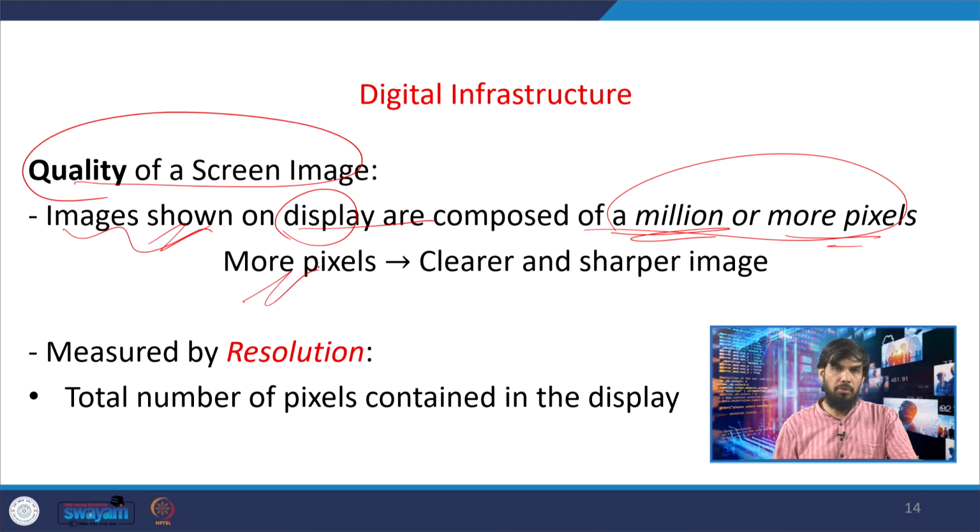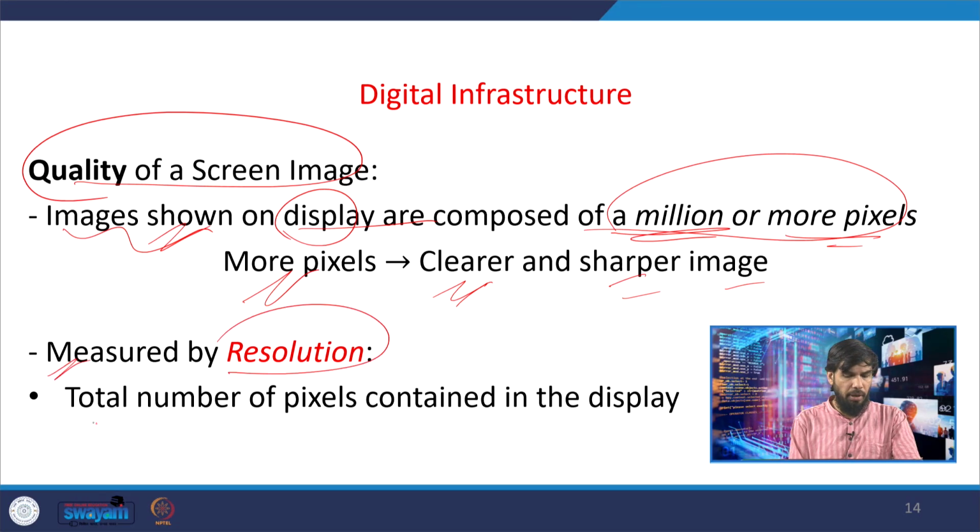More pixels means what? More pixels means that you have a clear and sharper image, right. More resolution, more pixels, you get a clear and sharper image. You can even zoom into that image and you will have good clarity on whatever is there after zooming in, right. So, how do we measure this? We measure by resolution. What is the resolution? It is nothing but the total number of pixels contained in the display.